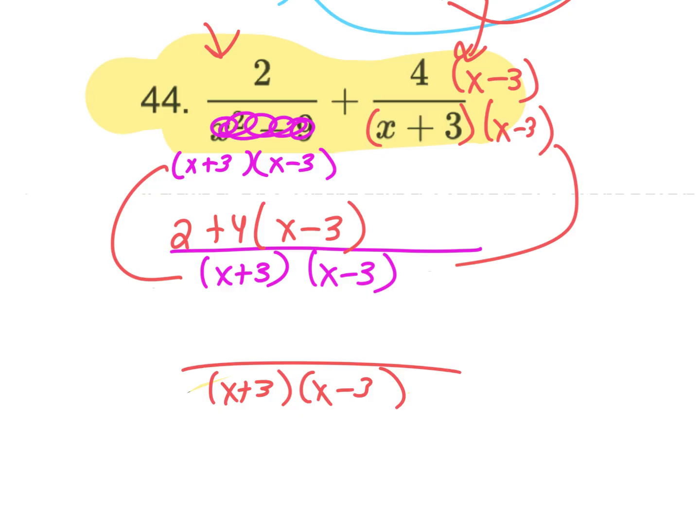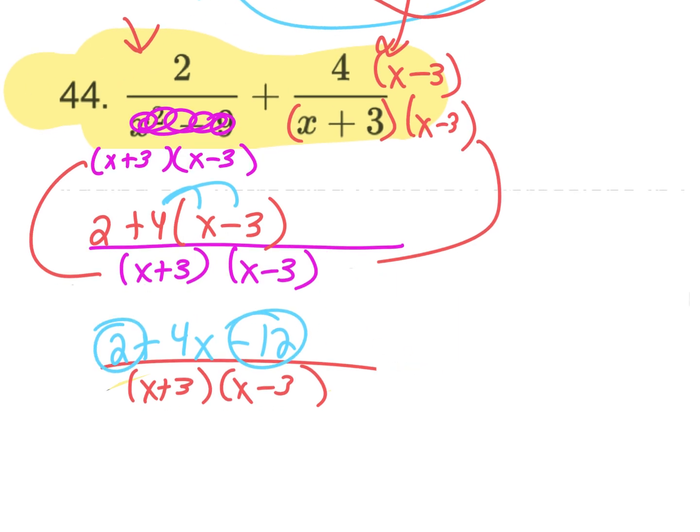What do I do first? Do I add 2 to something, or what do I do first? We're going to distribute. Good. Distribute here and here. So I have 2 plus, what's 4 times x? 4x, great. And then what? Minus what? 12, good. Is there anything I can clean up? What's 2 minus 12? Negative 10. Great. So I'm left in my numerator with 4x minus 10 over x plus 3, x minus 3.